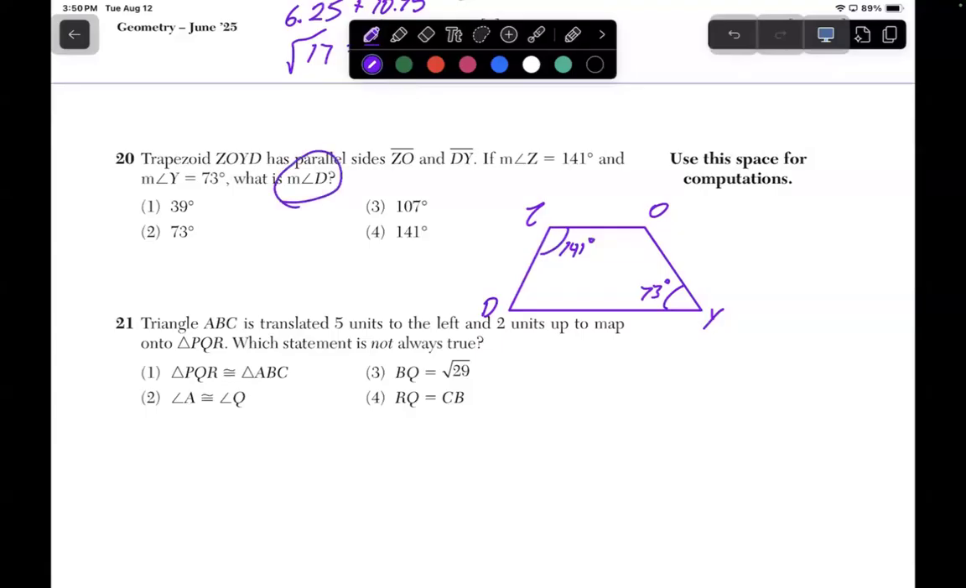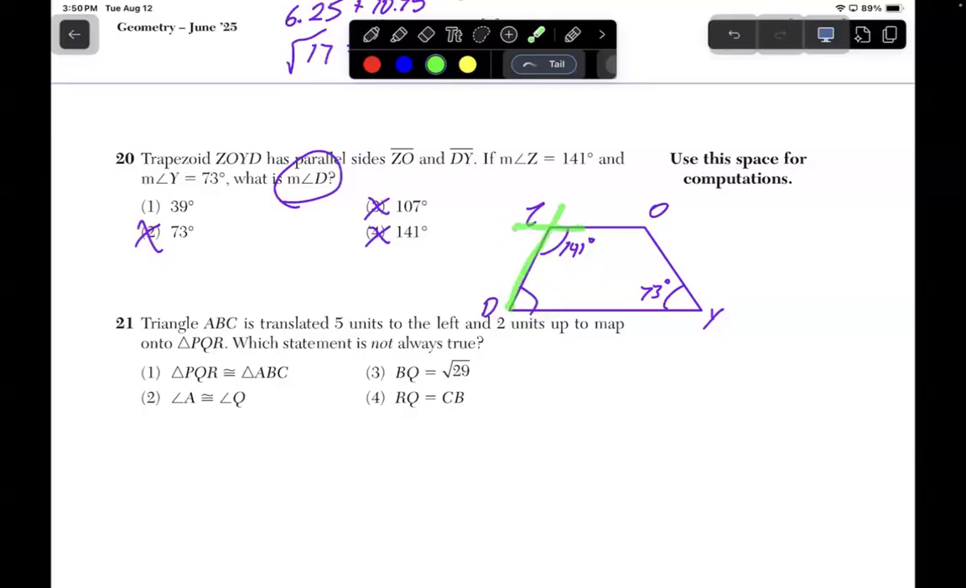Just looking at my diagram, I know it's not an obtuse angle, right? So it can't be those. And odds are it's not going to be this one either, right? Because this one's already 73. And here's why. It's not an isosceles trapezoid. They didn't tell us it's isosceles. So if it were, that'd be true. But these two angles here have to be supplementary.